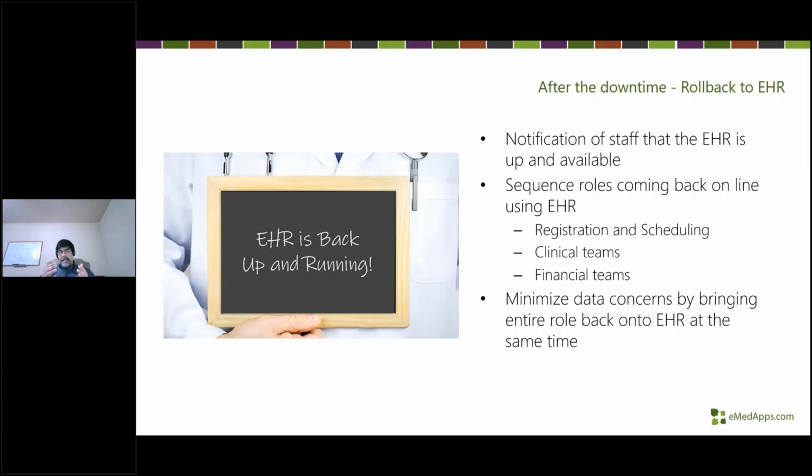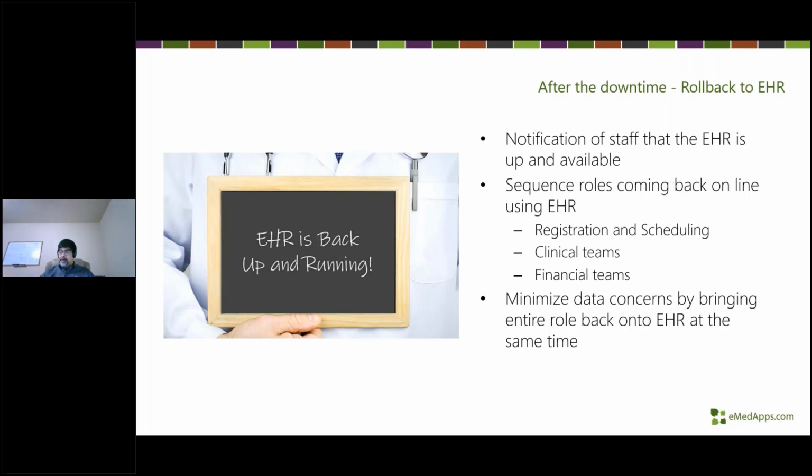So now that the EHR is back, the first thing that you need to do is, again, communication. We need to notify everybody that the EHR is up and available. So whatever communication mechanism you had in place to inform of the downtime, you should leverage the same communication mechanism to inform everyone that the EHR is available again, and you can start logging in, you can start accessing information.